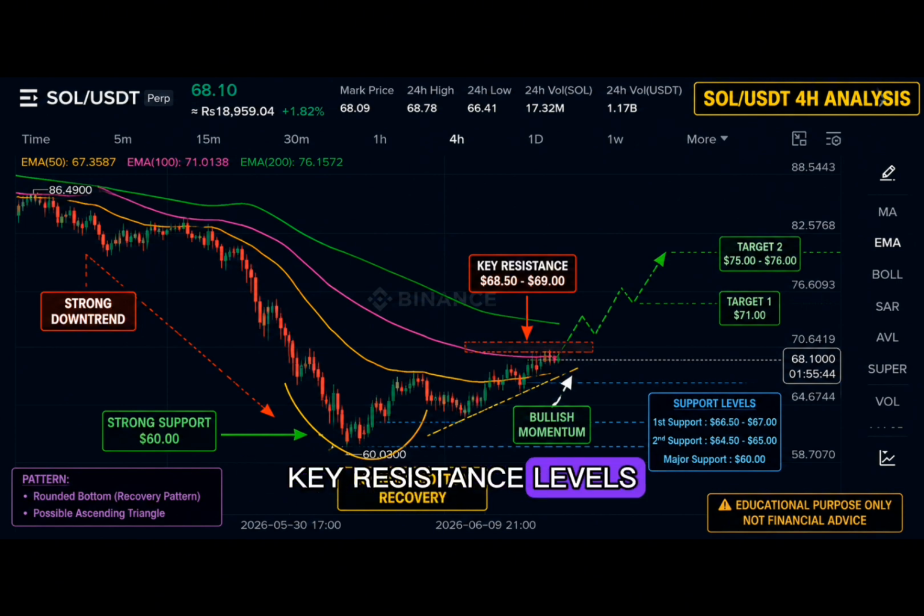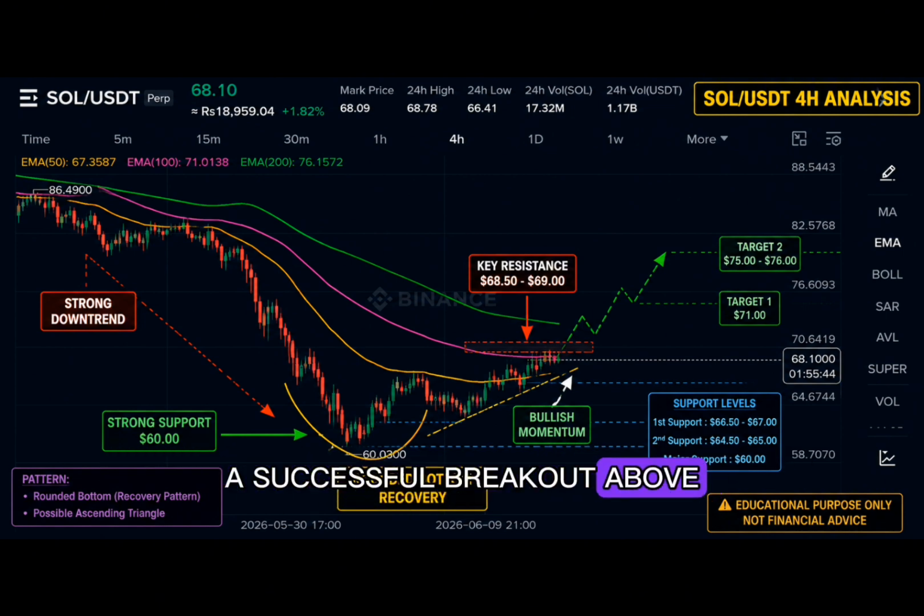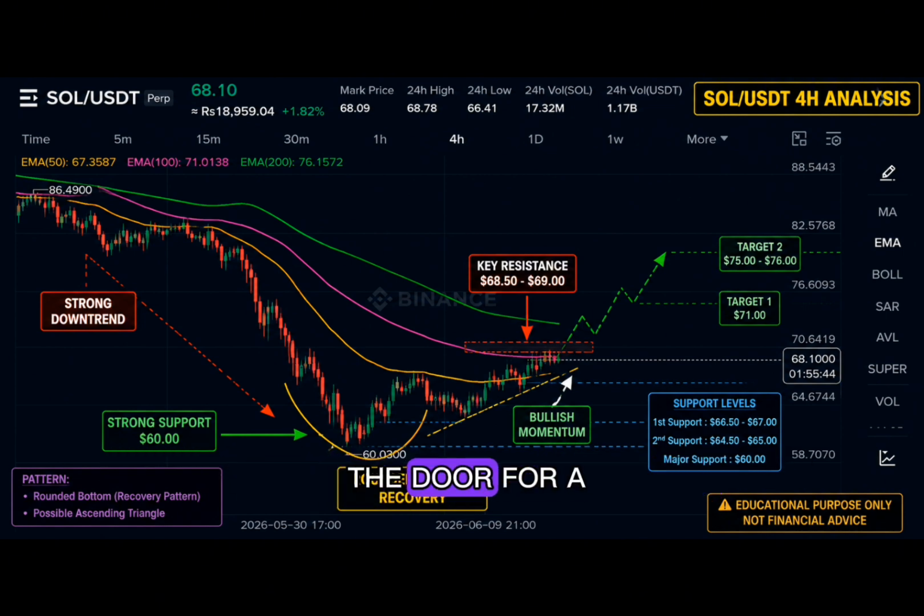Key resistance levels. First resistance, $68.80 to $69. Major resistance, $70.50 to $71. A successful breakout above the $69 level could open the door for a move toward $71 and potentially $75 in the coming sessions.